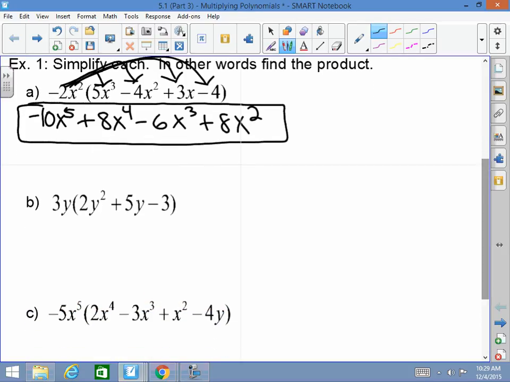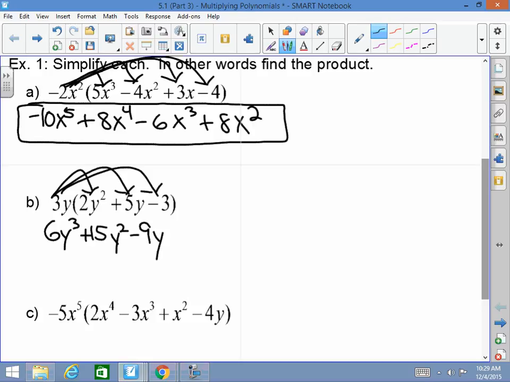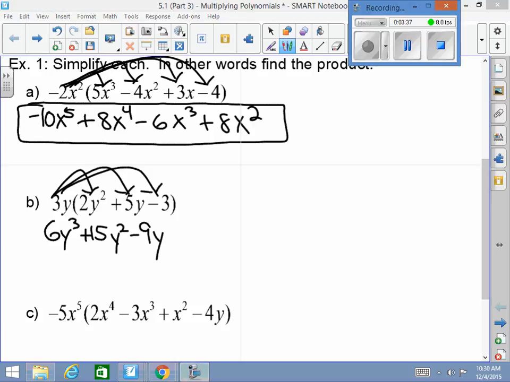And next, 3y times 2y squared plus 5y minus 3. We're going to go ahead and distribute. So that means I'm going to multiply 3y to everything inside of this polynomial. And my answer will be 6y cubed plus 15y squared minus 9y. Done. That's it.